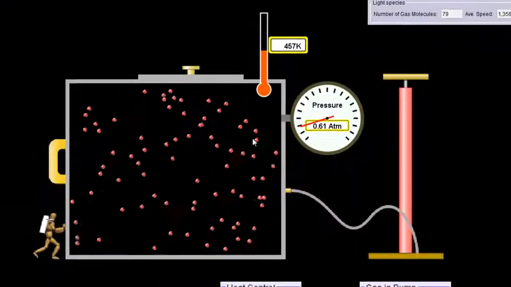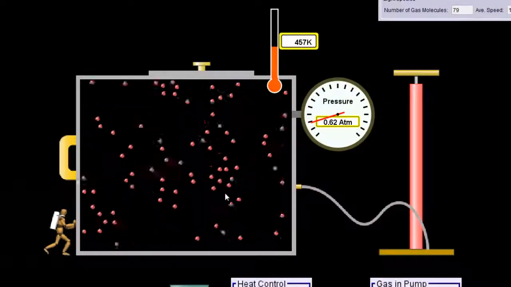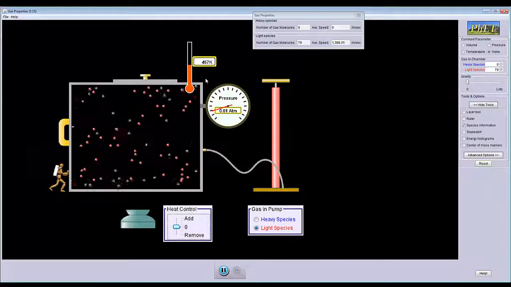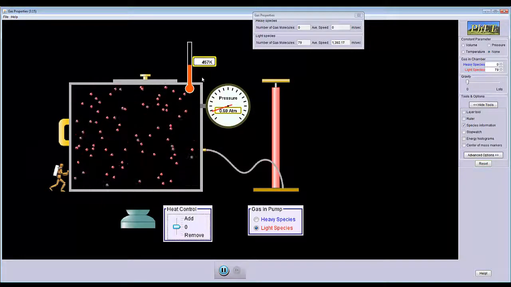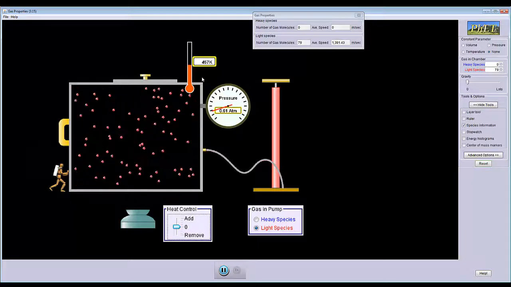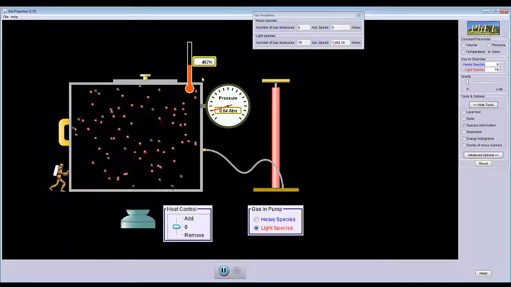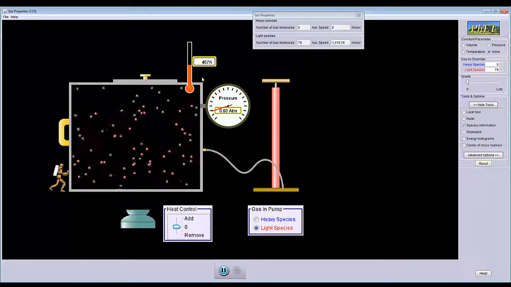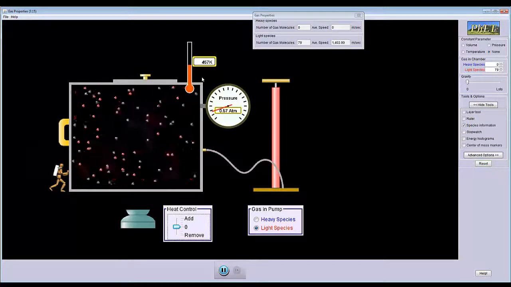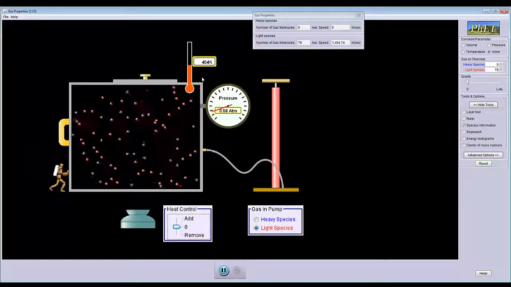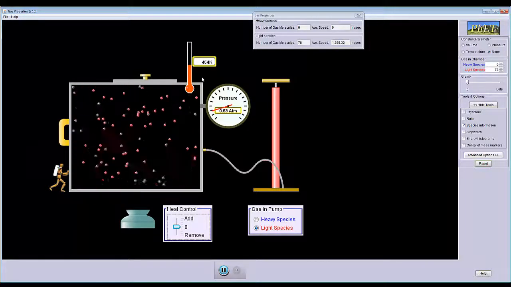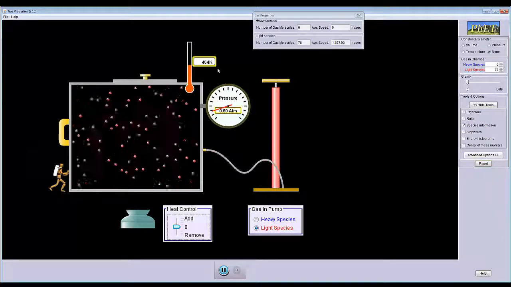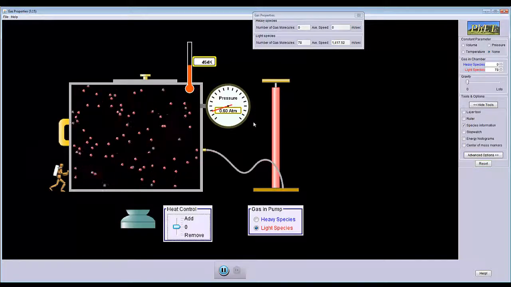However, because they're lighter, their kinetic energy is still the same. So their average kinetic energy is still the same. So at 457 Kelvin, the average kinetic energy of particles is always the same. So if it's a light particle, they'll be traveling very quickly, and if it's a heavier particle, then they'll be traveling more slowly, however, because of their mass, they'll have the same amount of kinetic energy if the temperature is the same, on average. Okay, so that's the concept of temperature.